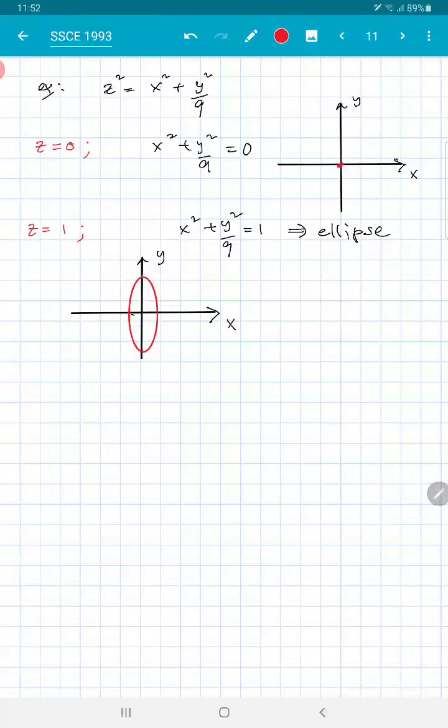So here we have 3, -3, -1, and 1. So that is an ellipse.